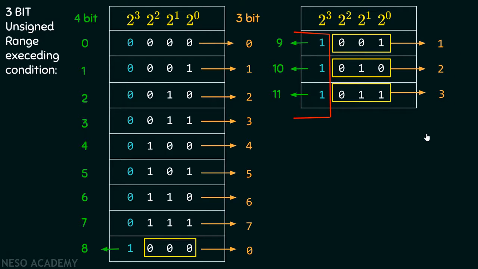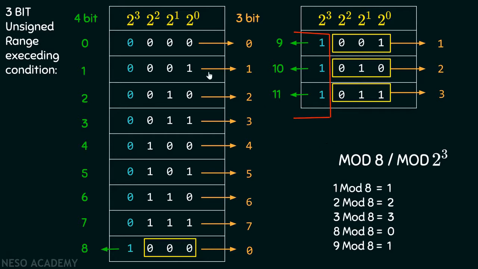That means we are actually performing some kind of cycle, starting from 0 up to 7, and then 0, then 1, then 2, then 3, then 4, then 5, 6, 7, and again 0, 1, 2, 3, and so on. This is nothing but acting like a mod function. And in this example of 3-bit representation, this is a mod 8 function, or mod 2 raised to the power 3 function.